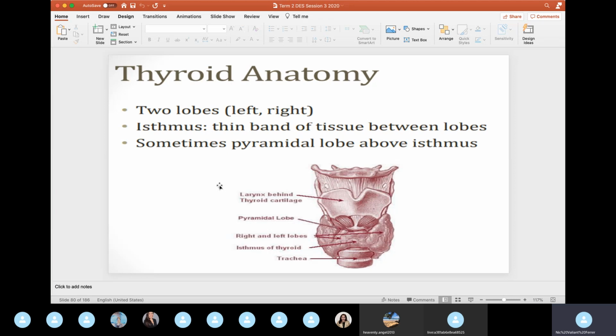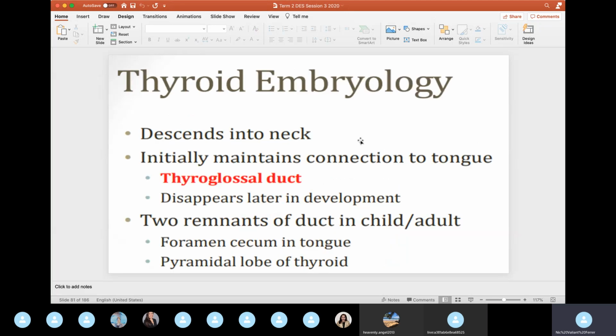Now let's look at the thyroid. Anatomy, you have 2 lobes, left and the right. You have an isthmus, a thin band of tissue between the lobes, and you have some pyramidal lobes above the isthmus. What's high yield here? Embryology. So it descends into the neck. Question, what's the remnant in the tongue? What do you call the remnant in the tongue of your thyroid?